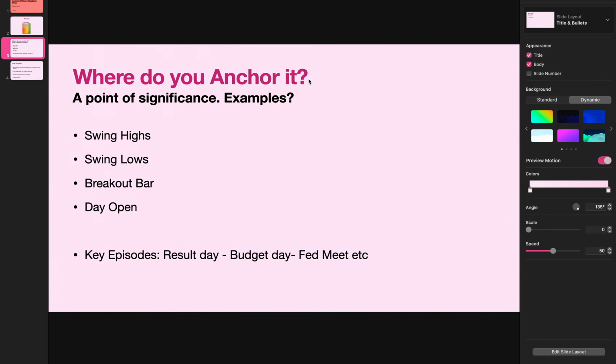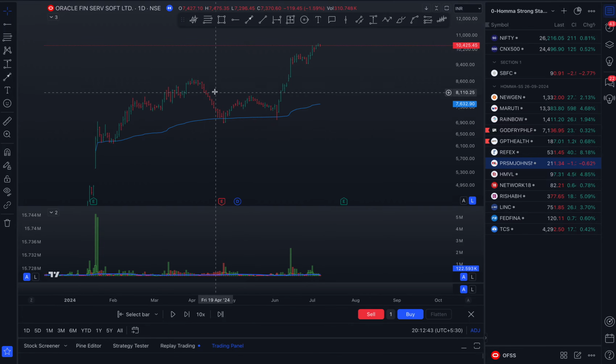Where do you anchor it? That's the second question, right? The answer to this is, you can anchor your AVWAP at any point which is of significance. Some of the points of significance are swing highs and swing lows. Why? Because swing highs and swing lows are where the price gave us a reversal. For example, this is a swing high because after this point the price reversed. This is a swing low because after this point the price reversed.